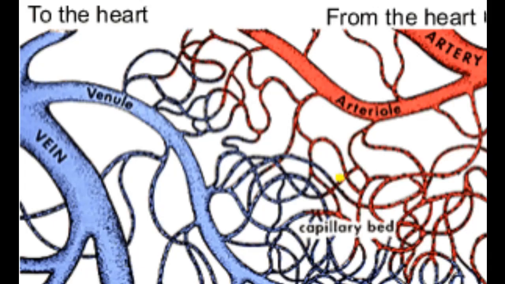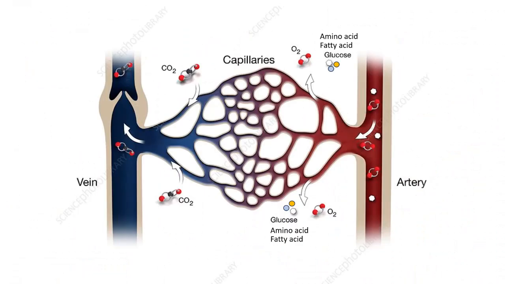So capillaries are tiny blood vessels that form a vast network throughout the body, connecting arterioles, small arteries, and venules, small veins. They play a crucial role in facilitating the exchange of gases, nutrients and waste products between the blood and tissues. Here's a detailed exploration of capillaries. Functions. Exchange of substances. Oxygen and carbon dioxide.